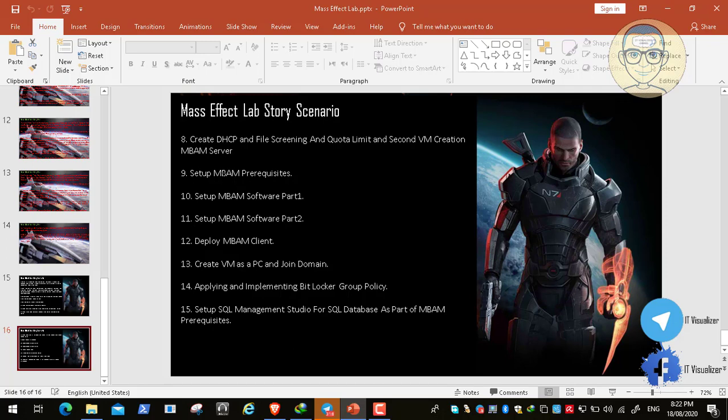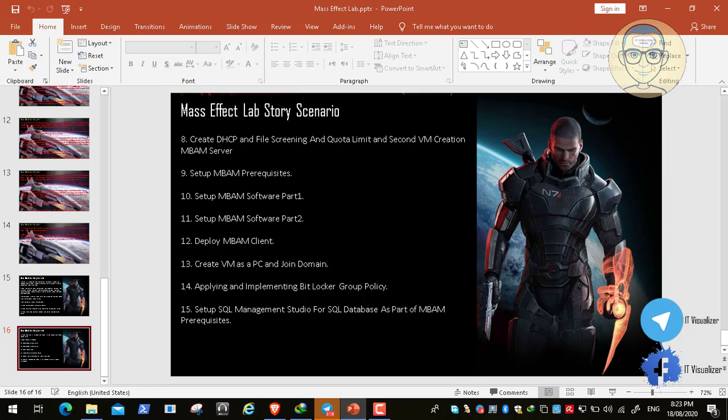Okay, and then we will see that before setting up the MBAM software, we need to have some prerequisites, or we need to install additional software before installing the MBAM tool. So we'll have two parts explaining this, and then we need to deploy the MBAM client. This tool will monitor the BitLocker process on each PC by using a client. This client should be installed on all of the PCs in the domain.